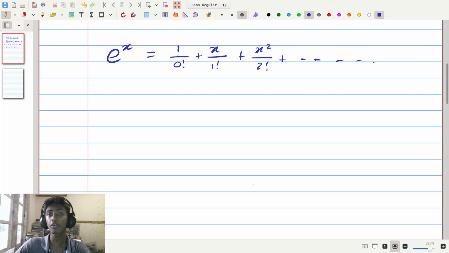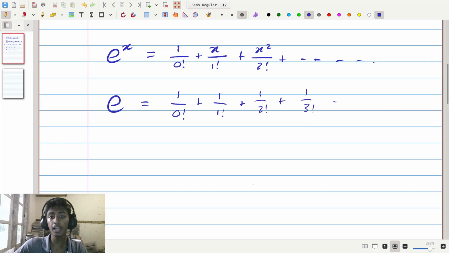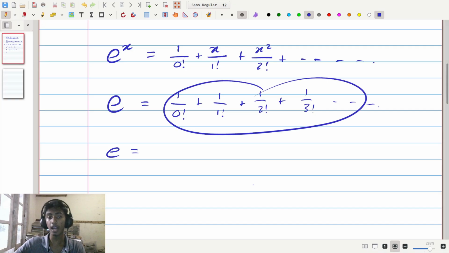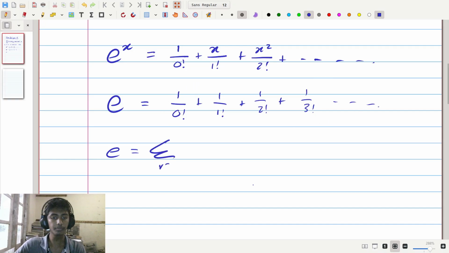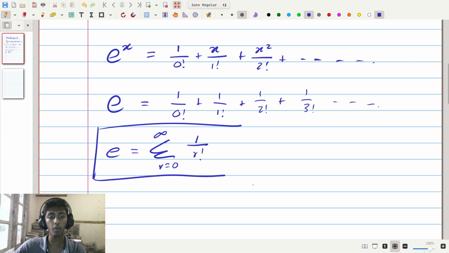If we substitute x equals 1 into e to the power of x, we get that e to the power of 1, or e, is equal to 1 divided by 0 factorial plus 1 divided by 1 factorial plus, and then 1 squared is still going to be 1, so it's 1 divided by 2 factorial plus 1 divided by 3 factorial and so on. So here we can see that e is equal to the sum of all the 1 divided by x factorials. So in this case, instead of x, we'll use r and say that e is equal to the sum from r equals 0 up to infinity of 1 divided by r factorial. This is going to be our starting point from which we're going to build up all of the sums.